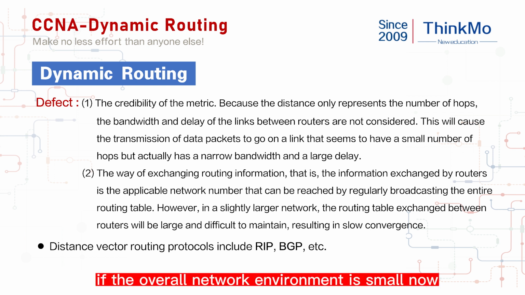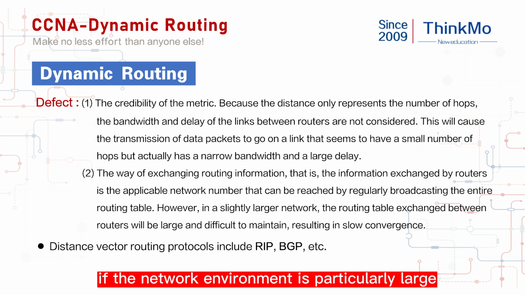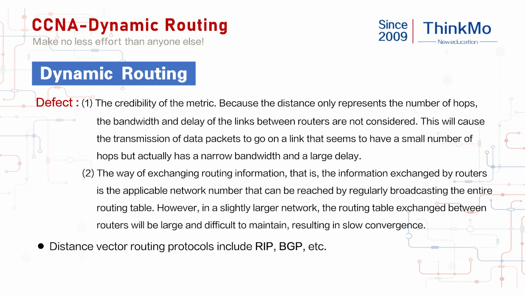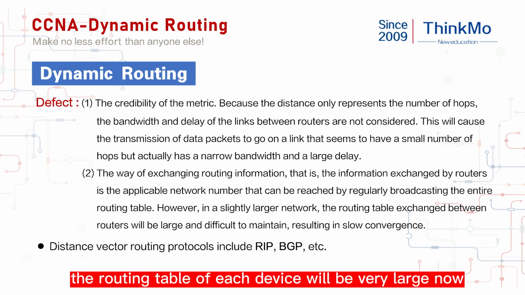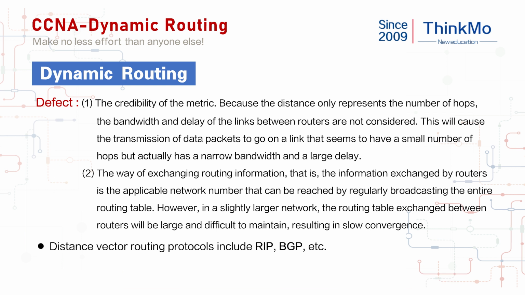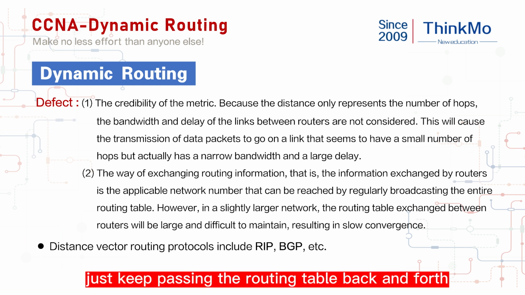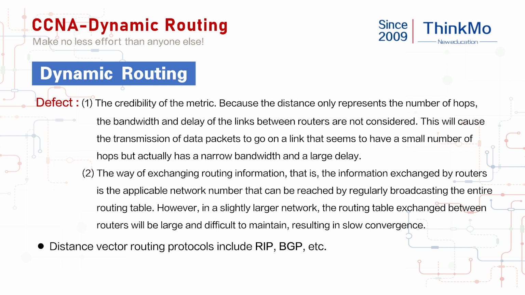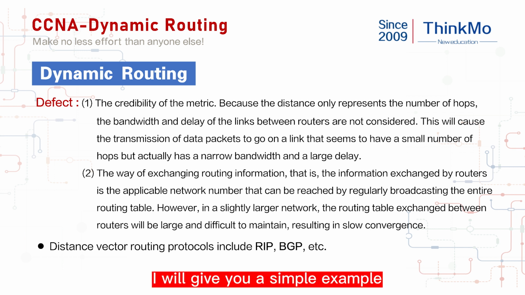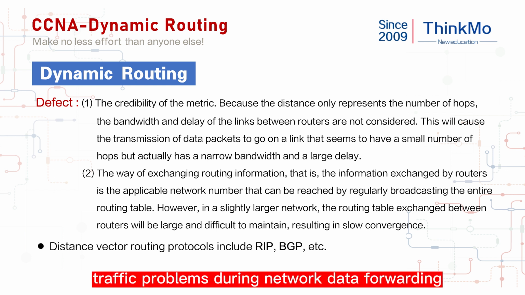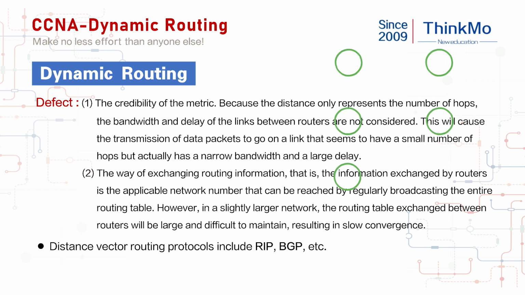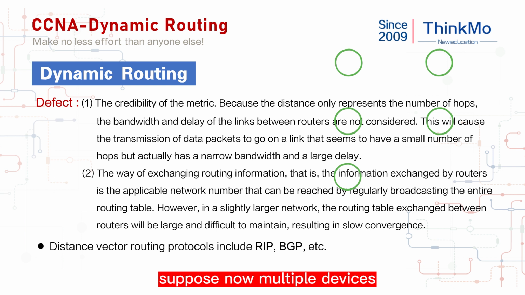It would be better if the overall network environment is small. If the network environment is particularly large, the routing table of each device will be very large. If the equipment is updated periodically, it just keeps passing the routing table back and forth. I will give you a simple example. Everyone must be clear about traffic problems during network data forwarding. Suppose now there are multiple devices.